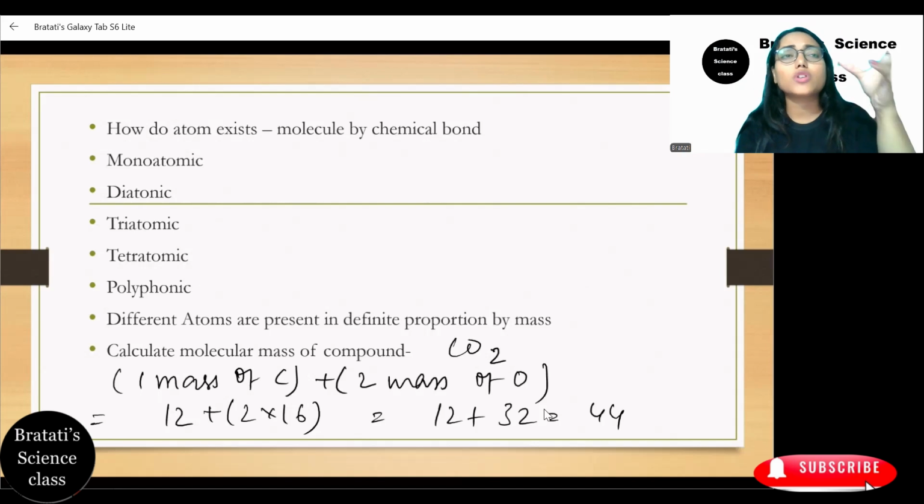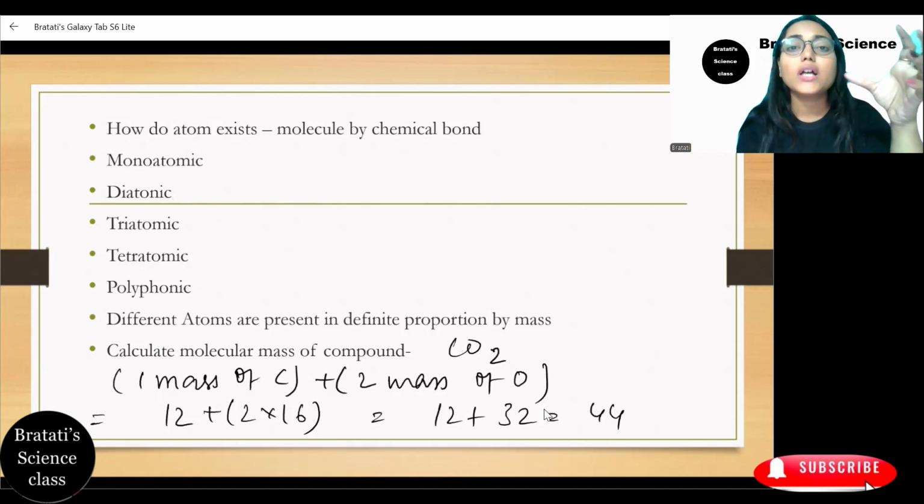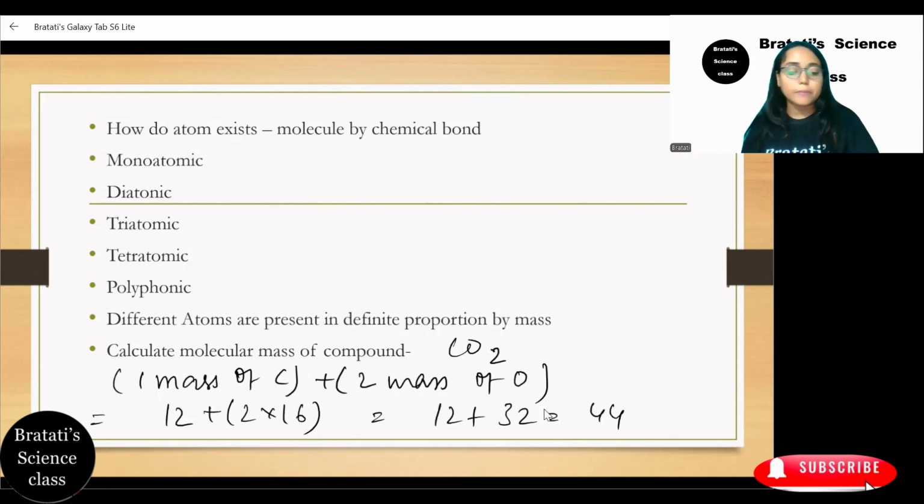Monoatomic, diatomic. Monoatomic means in one molecule, one atom is present, diatomic means in one molecule, two atoms are present, and triatomic means in one molecule, three atoms are present. So we will see that. We will see the examples also.